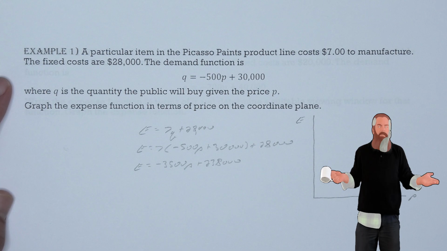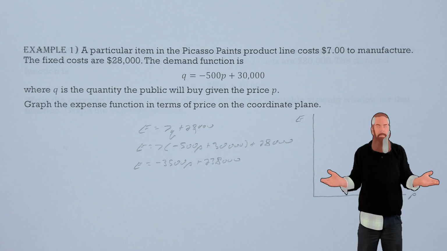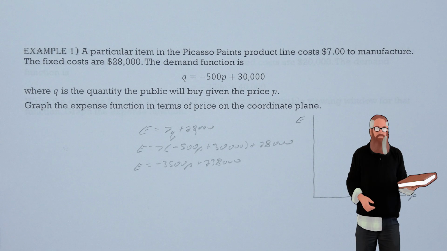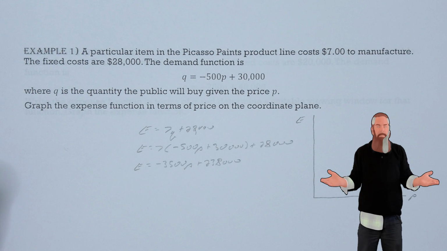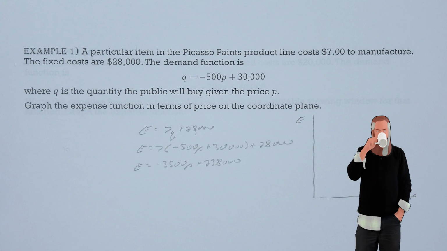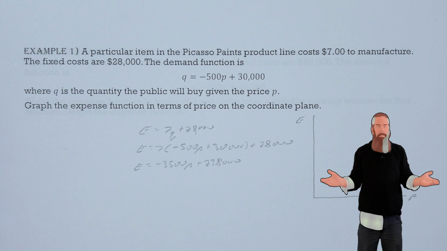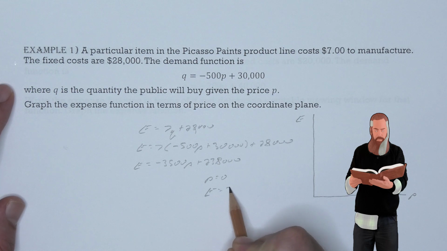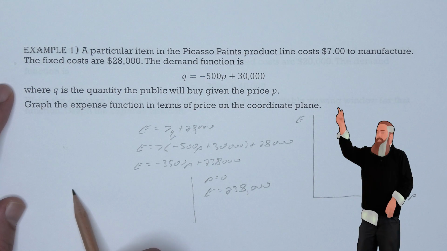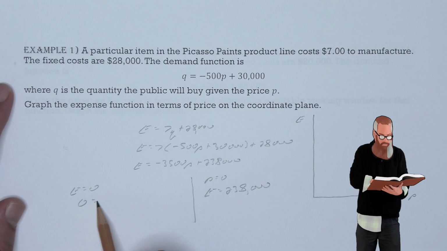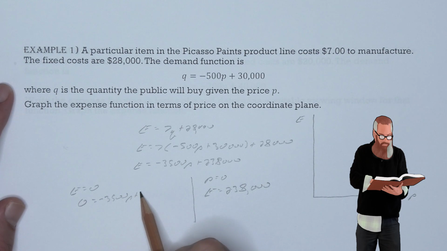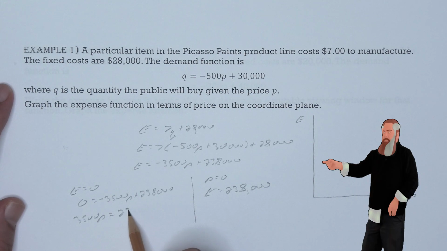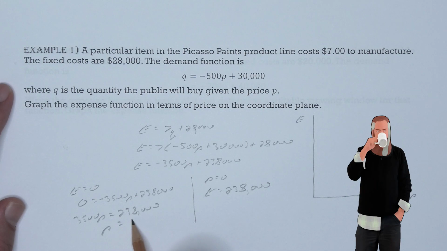To determine the viewing window, find the points where the expense function intersects the vertical and horizontal axes. Neither P nor E can be 0 because a price of 0 and an expense of 0 would be meaningless in this solution. But you can use P equal to 0 and E equal to 0 to determine the appropriate viewing window. By looking at this equation, if P was equal to 0, then E would be equal to 238,000. If E were equal to 0, then 0 would be equal to negative 3,500p plus 238,000, which means 3,500p is equal to 238,000, which means that P is equal to 68.